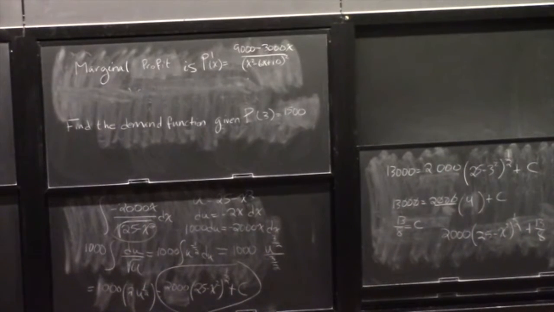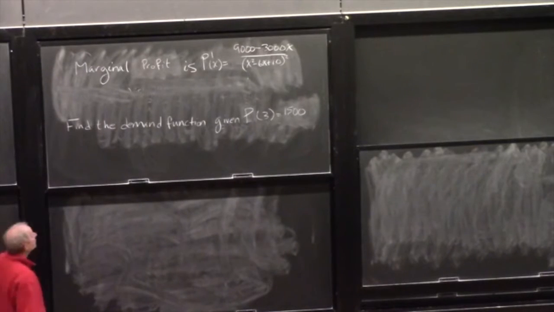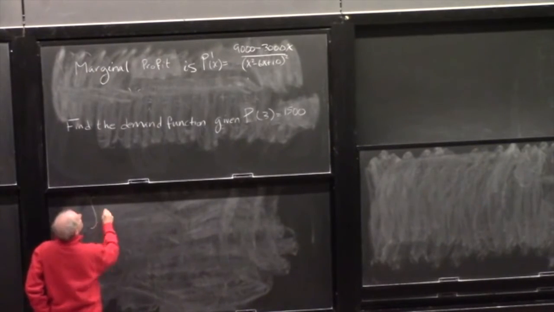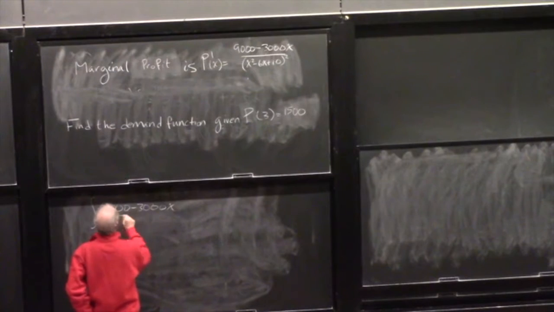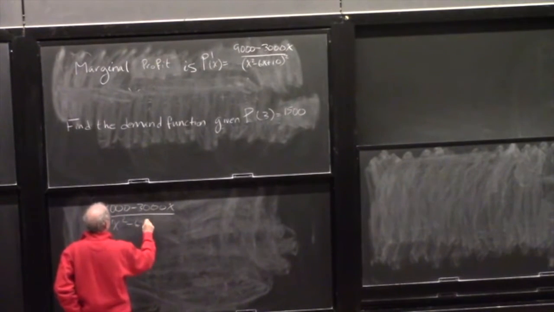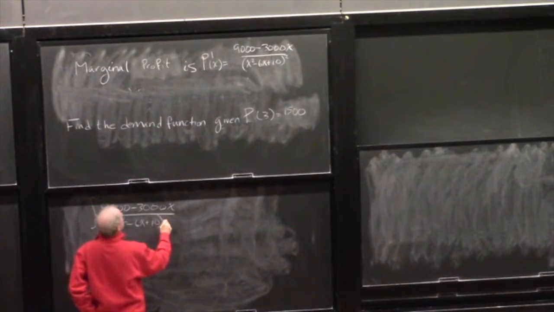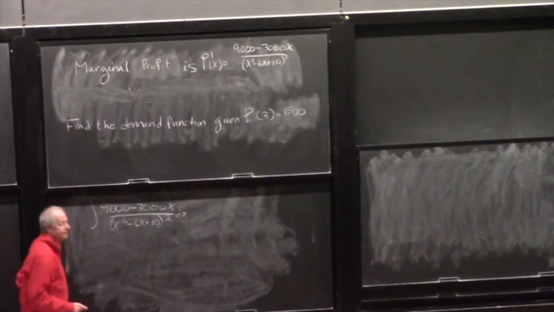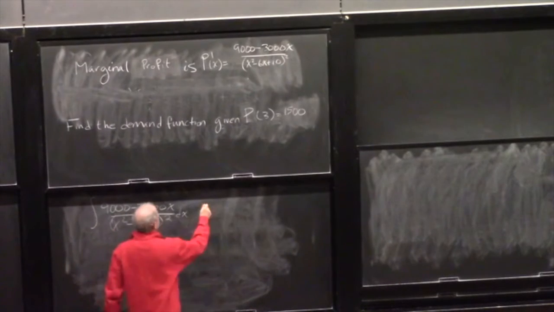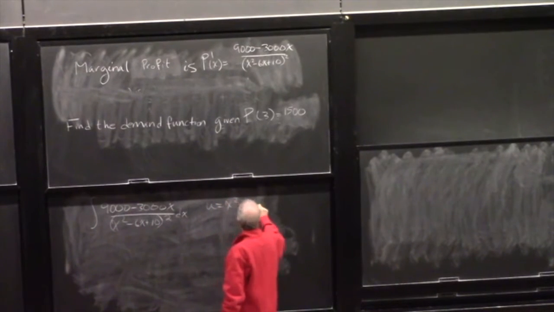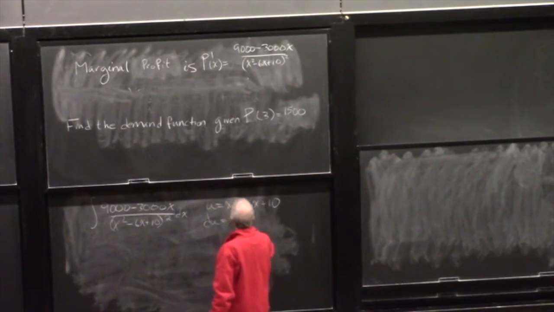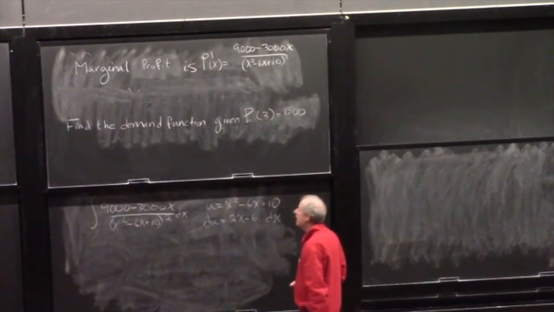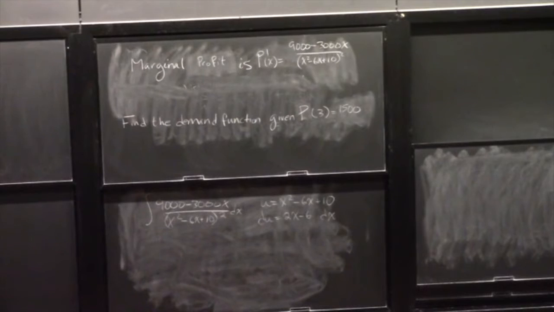Same kind of problem. So we want to integrate 9,000 minus 3,000x over (x squared minus 6x plus 10) squared dx. So look at this and you say, well, let's let u equal x squared minus 6x plus 10. And then du is 2x minus 6 dx.